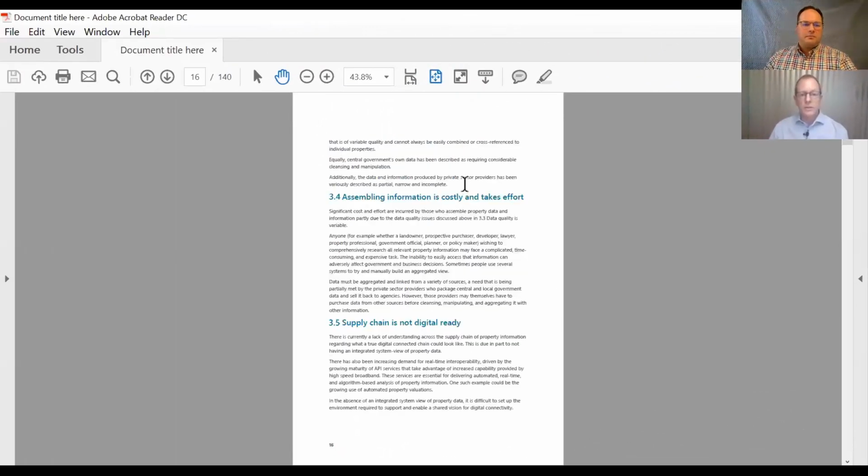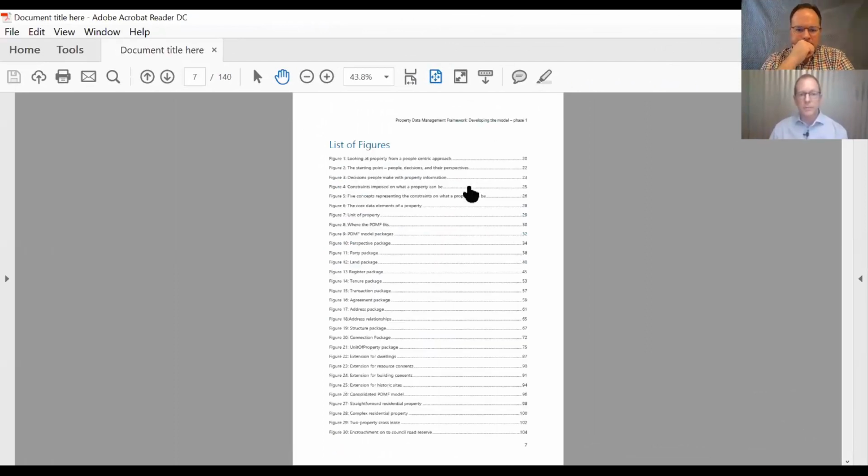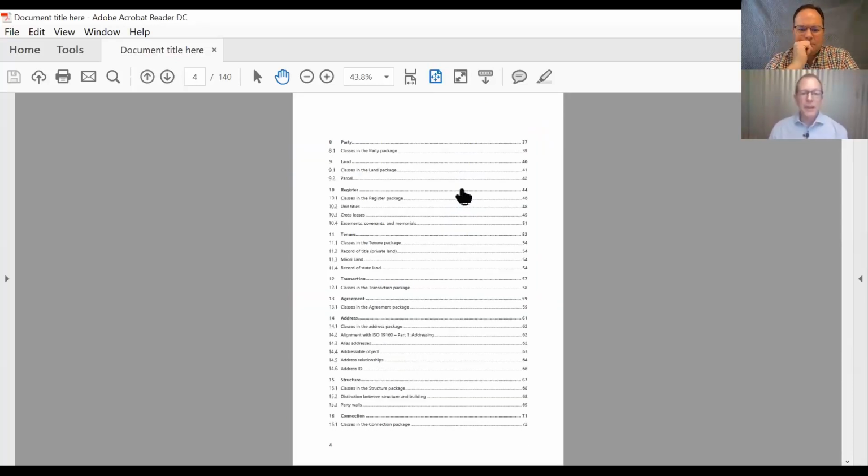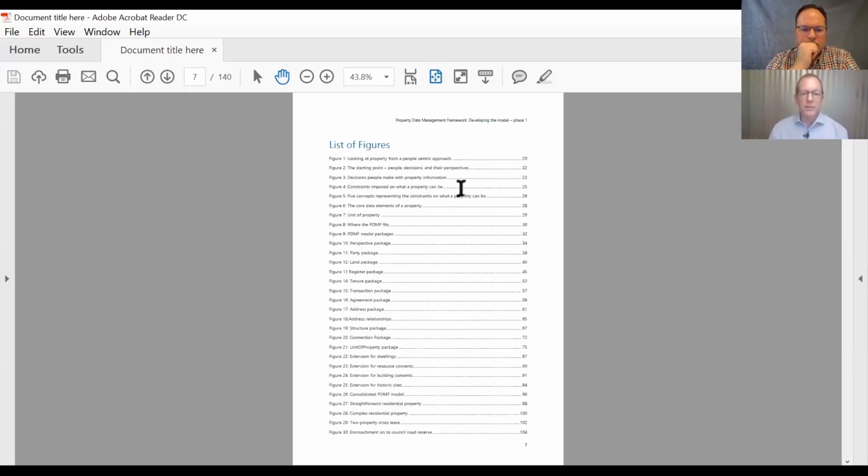Do you want to share your screen so we can have a look at that document you've got there? Okay, so this is the Property Data Management Framework. You can see it's a beast of a document. Used to be. But it can be broken down into various bits, so you don't need to read it all.